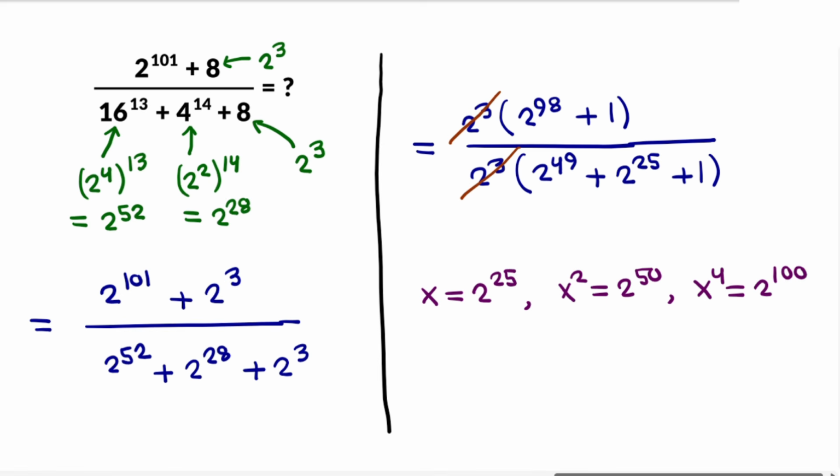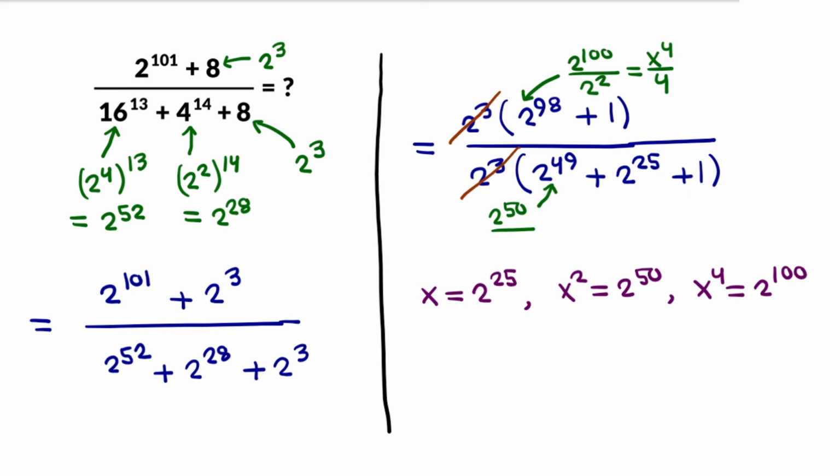Now, look at our fraction. We have 2 to the power of 98. We can rewrite that as 2 to the power of 100 divided by 2 squared, which is exactly x to the 4th power divided by 4. We can do the exact same trick for 2 to the power of 49. That is 2 to the power of 50 divided by 2 to the 1st power, which becomes x squared divided by 2. Let's plug our x terms back into the fraction.